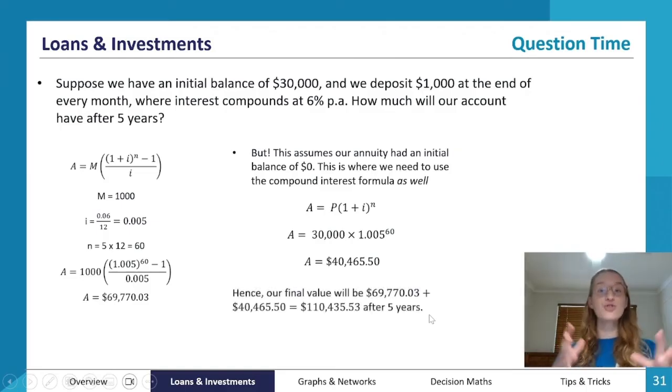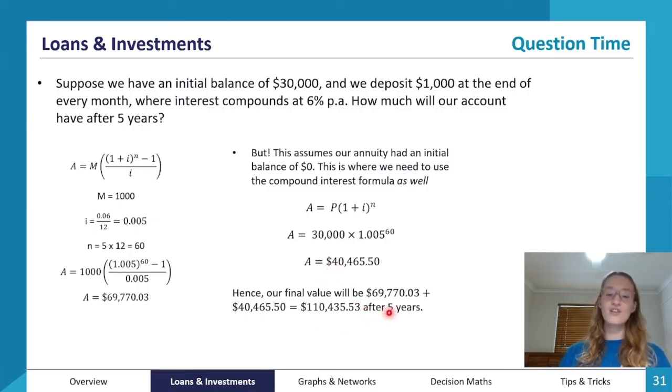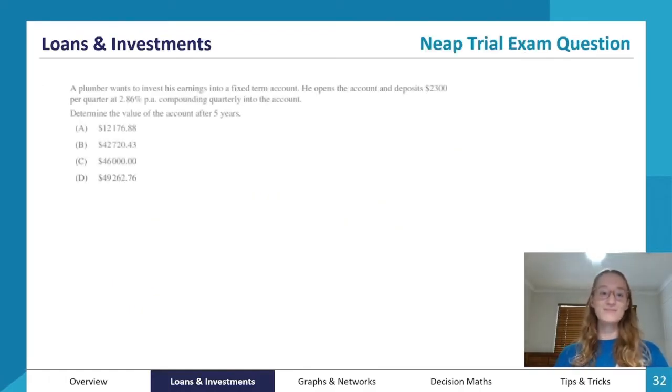So to get the actual, fully everything-included final value of our annuity, we've got to take into account this value here and this value here, which will give us a total of $110,435.53 after 5 years. So that's why, when we have an initial sum in an annuity, we need to consider both the compound interest formula and the future value annuity formula. So I hope that one made sense for you.